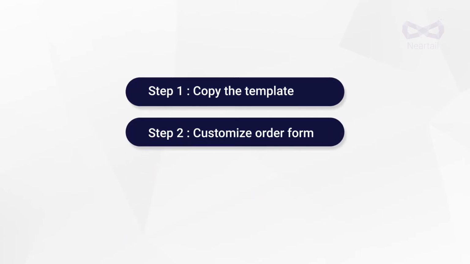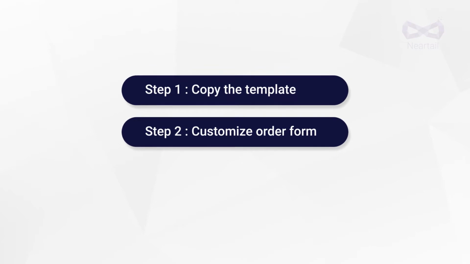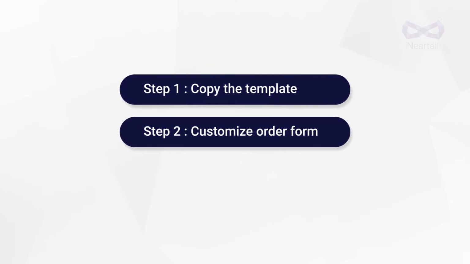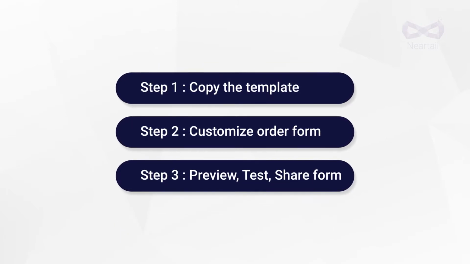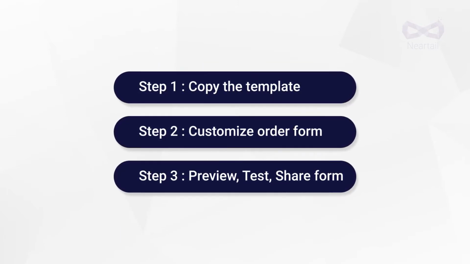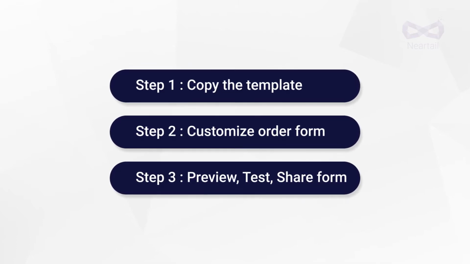Step 2. Let's see how you can customize this template by adding a new category and a new product under that category. Also, we'll see how to set inventory of that product. Step 3. At the end, let's preview the final form and test it by placing a sample order. And we'll see how you can share this form with your customers.